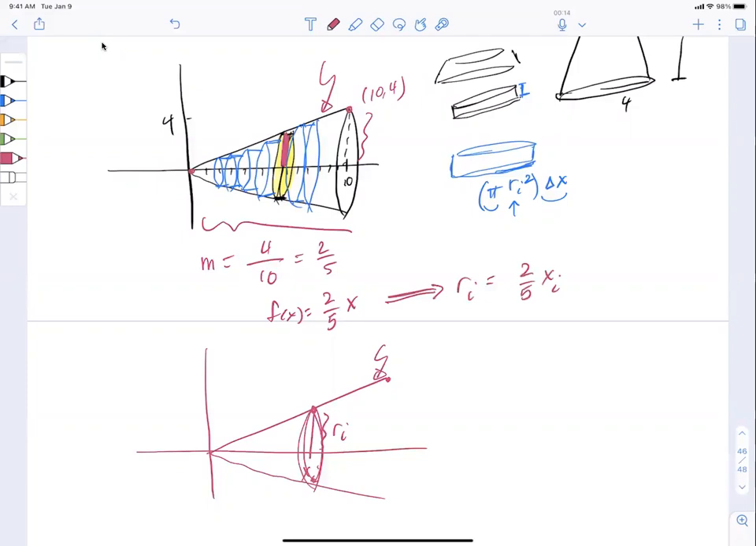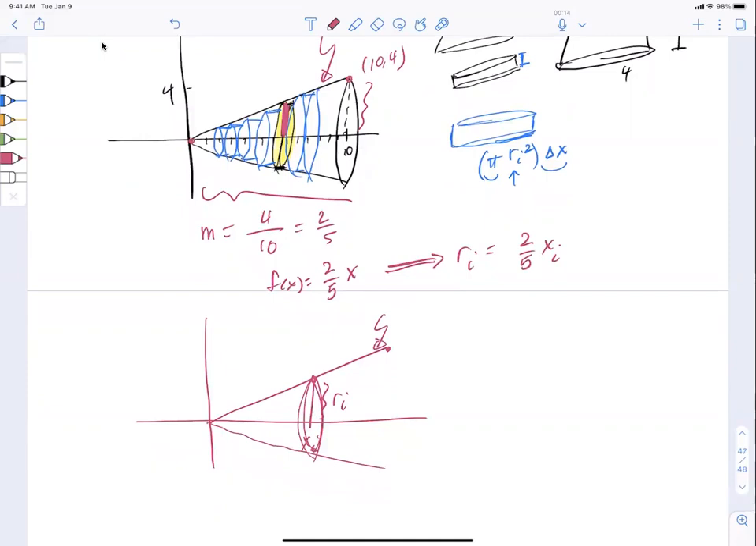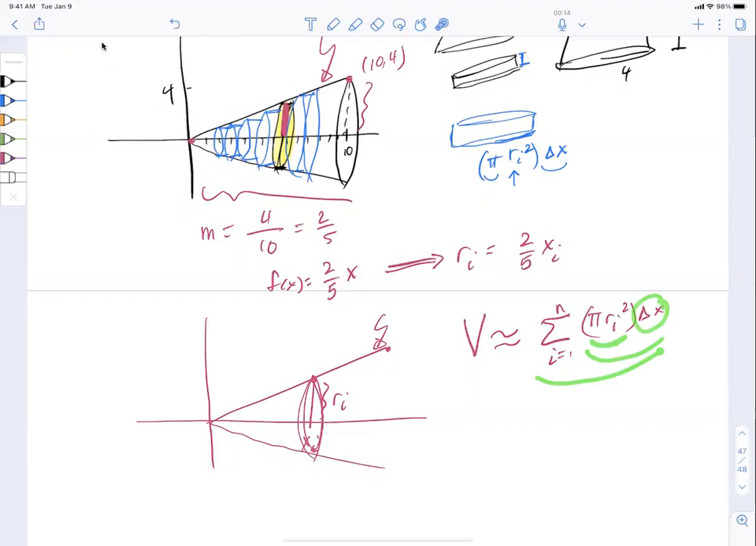Okay. So going back to my volume formula, the volume is approximately the sum over all i, as i goes from 1 to n, of the area of the base, which was pi Ri squared, times delta x. So the delta x part is the height. This is the area of the base. This is the volume of each disk. You have n disks, you add them together, and that gives you an approximation of the volume of the cone.